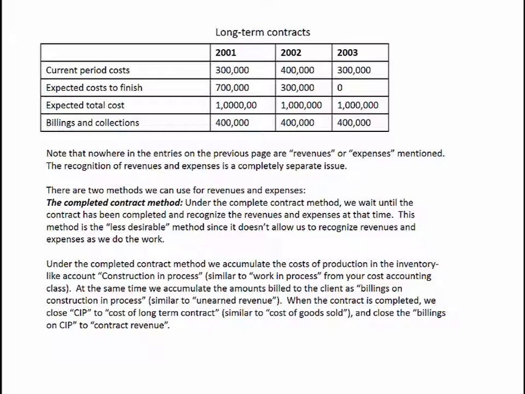When the contract is completed, we're going to close the construction in process to essentially cost of goods sold, cost of long-term contract, and we're going to now close the billings on construction in process to contract revenue. Basically, the unearned revenue becomes revenue, the inventory becomes cost of goods sold.